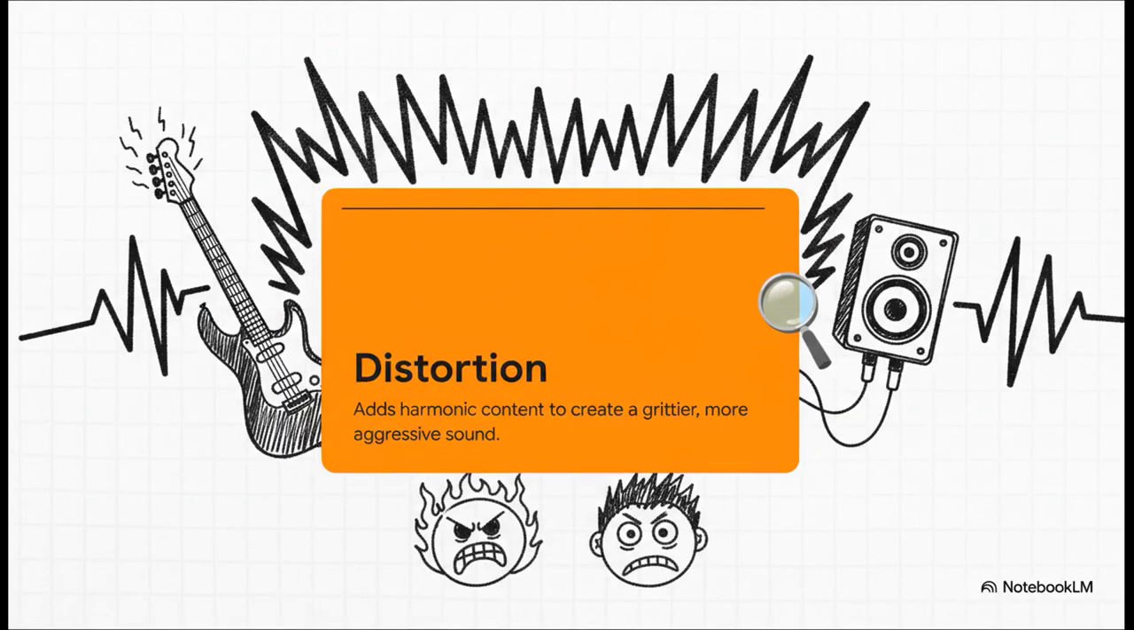Then you've got distortion. Oh yeah, this adds that grit, that fuzz, that power to a sound. It's what makes electric guitars scream. But producers are sneaky. They use it on everything, from bass lines to vocals, just to give them a little more energy.